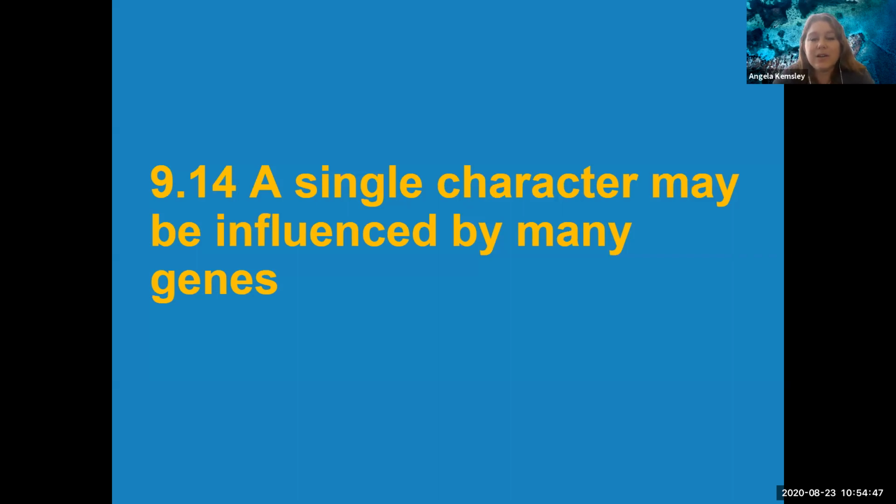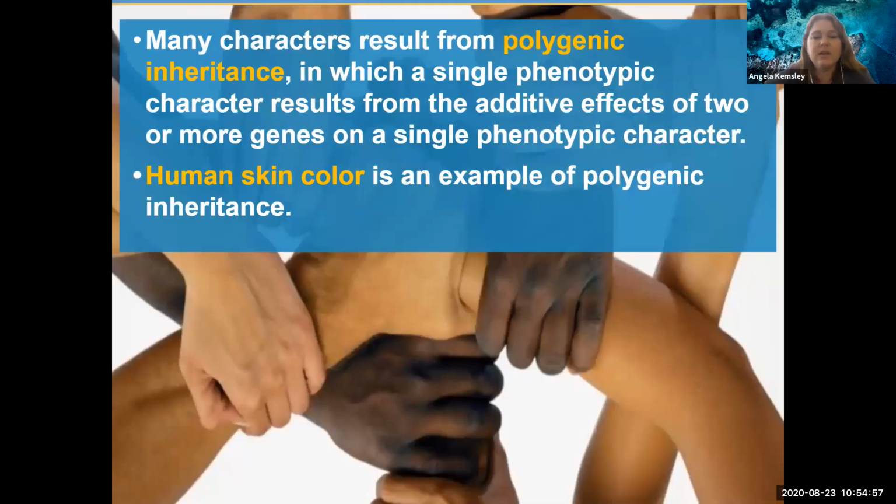And a single characteristic. So in the last example, we had one gene that controlled many characters. It's also possible for one character to be influenced by many genes. An example of this is human skin color. Human skin color is a result of what is known as polygenic inheritance, so a single phenotypic character results from the additive effect of two or more genes.